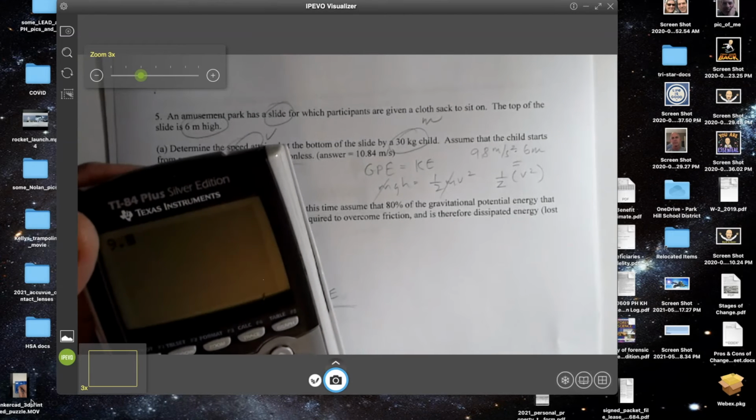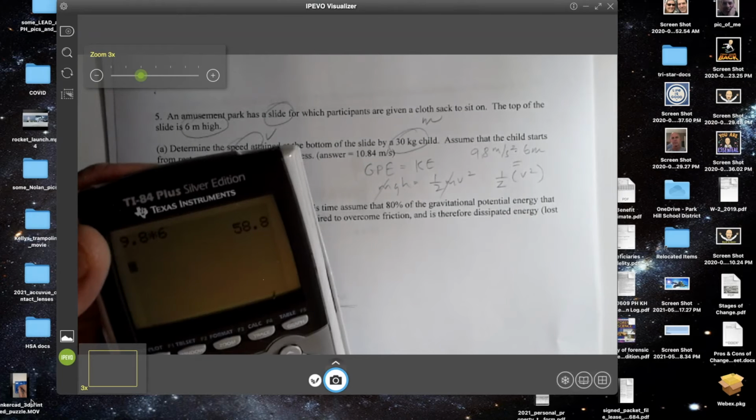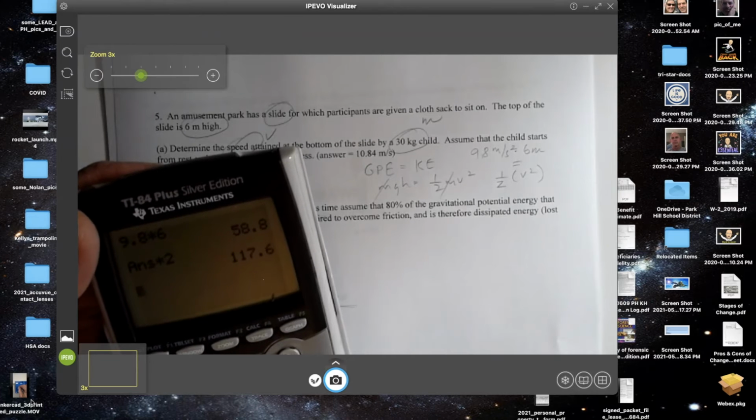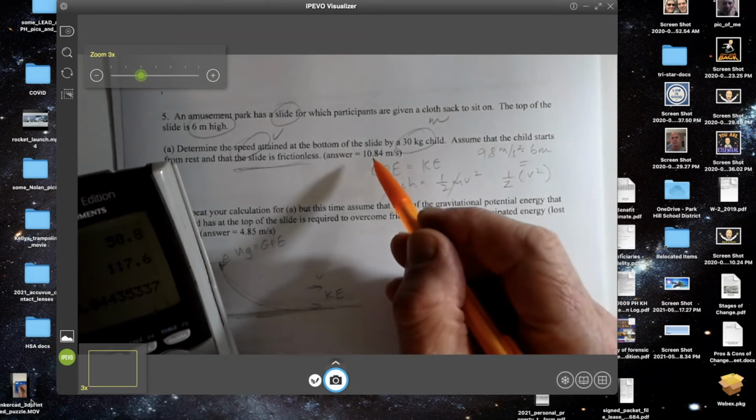9.8 times 6 times 2, to the square root, we get about 10.84.